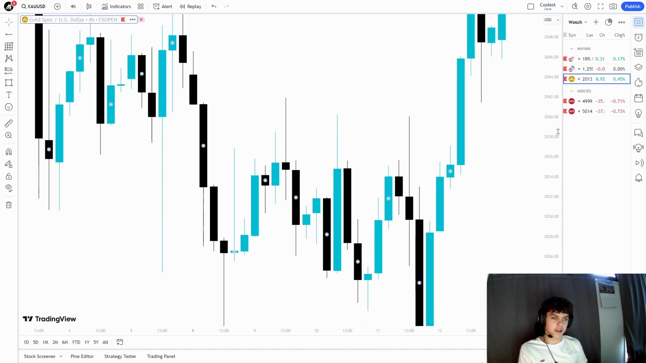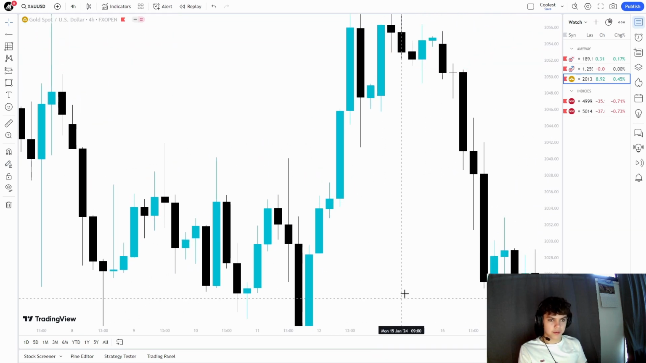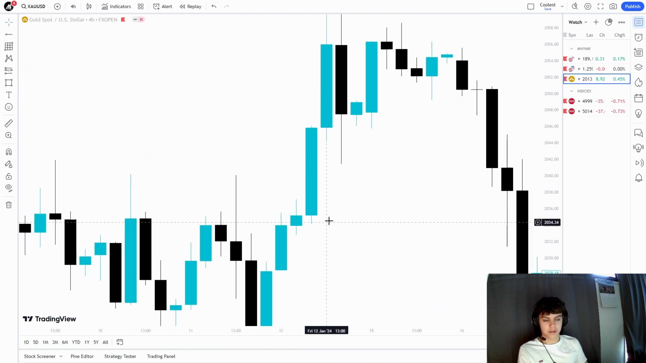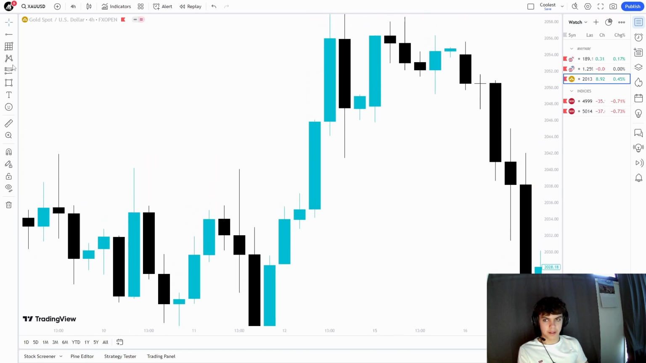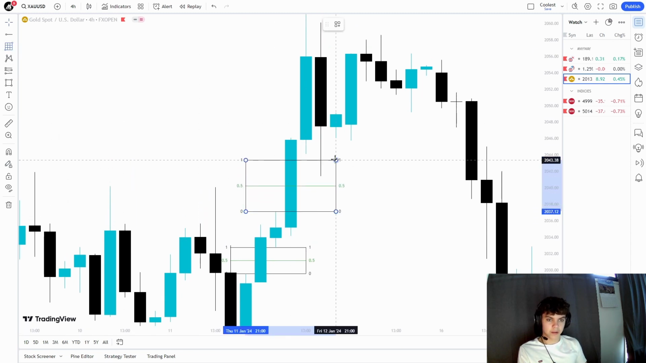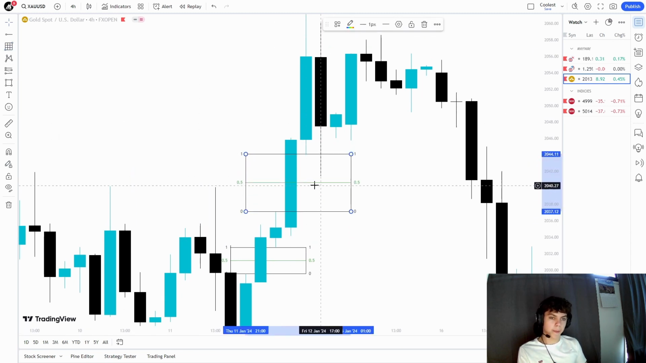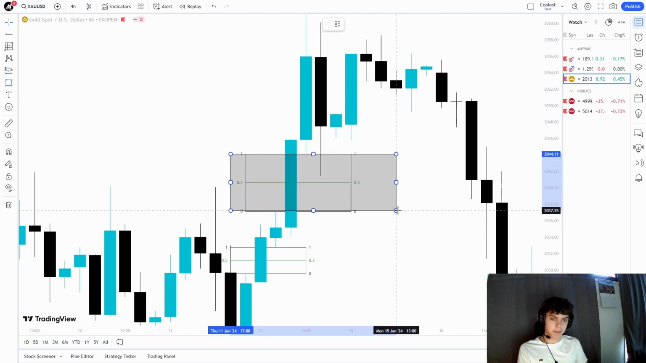Okay, this is consolidation. Never mind. But right here, this is a fair value gap that actually got filled. Why is it a fair value gap? This big gap that has not been filled right here. This is also a fair value gap. Even though it's smaller, this is also a fair value gap, like this. And this one right here is also a fair value gap. It didn't completely fill, but it filled some of it.